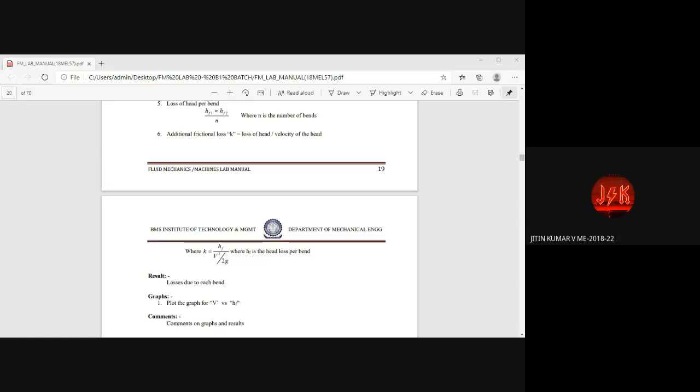Sir, K value is coming around 0.0611. Correct. That is called additional friction loss. That is nothing but HF divided by V square by 2 you took, no? That formula. Yes, sir. Correct.